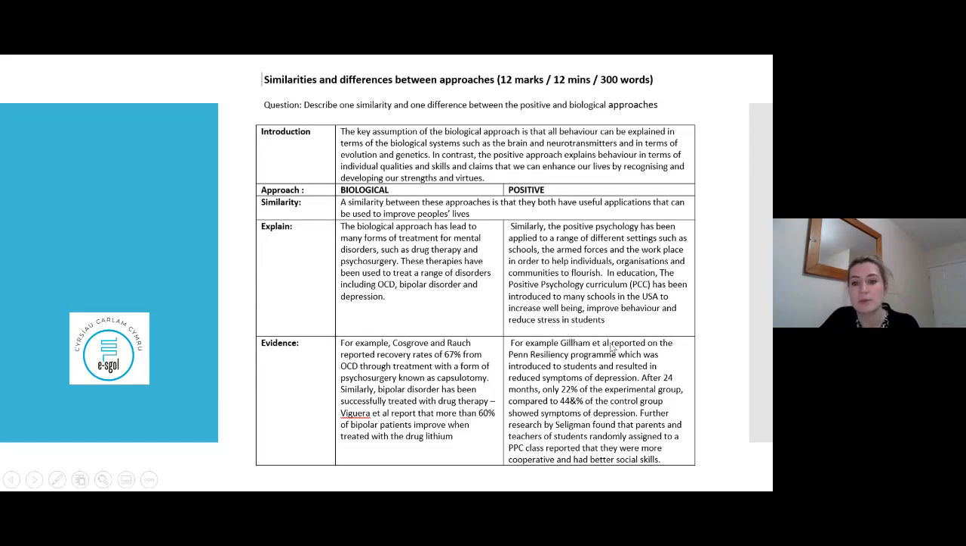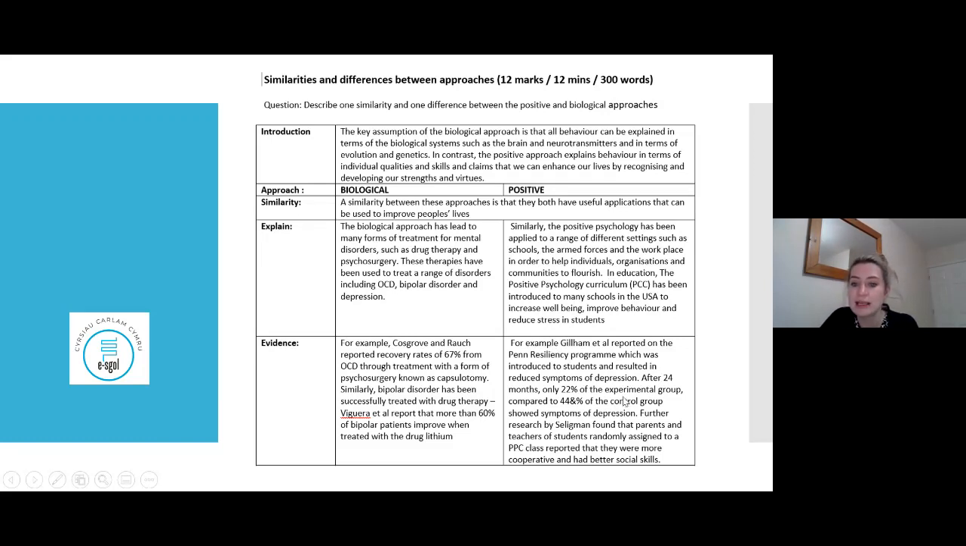Then looking at the positive approach, similarity. Positive psychology has been applied to a range of different settings, such as schools, the armed forces, and the workplace, in order to help individuals, organisations, and communities to flourish. In education, the positive psychology curriculum has been introduced to many schools in the USA to increase well-being, improve behaviour, and reduce stress in students. Lovely. So the practical applications of positive psychology. A little bit of evidence down here.